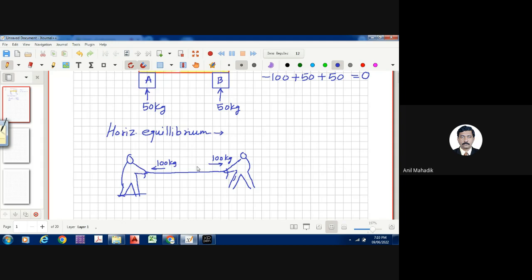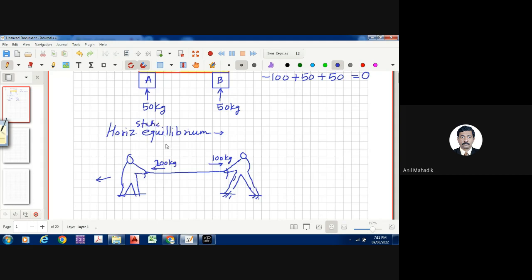What do you say? Yes, sir. Yes, because they both are pulling with the same force. That means it is in equilibrium. Otherwise, let's say this person is pulling with 200. What will happen? It will move leftward. And as it is moving left, we cannot say that it is in equilibrium, because there is a movement, it is not static. Equilibrium means we are talking about static equilibrium, please keep in mind.